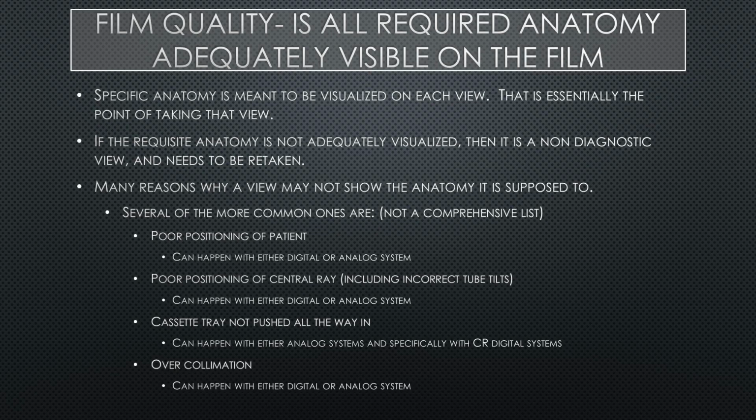So some reasons as to why some of the anatomy is not shown as it should be. Some of the lists that we have here, as you notice, it says it's not a comprehensive list, so other things could be considered. But some of the main things that you may see: poor positioning of the patient, poor positioning of the central ray, which will include incorrect tube tilts. Is the cassette tray pushed all the way in, or is the image over collimated?